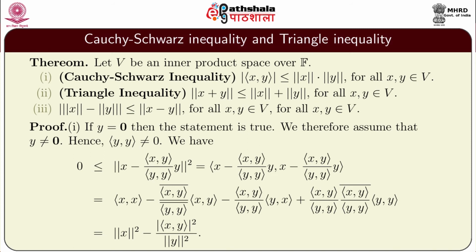Let us first prove the Cauchy-Schwarz inequality. We first note that if the vector y is the 0 vector, then the statement is obviously true. Why? Because the inner product of x comma 0 is 0, and y being the 0 vector, the norm of y is 0, and therefore we in fact have an equality there. Let us therefore assume that y is not the 0 vector. Therefore, the inner product y y is not 0.